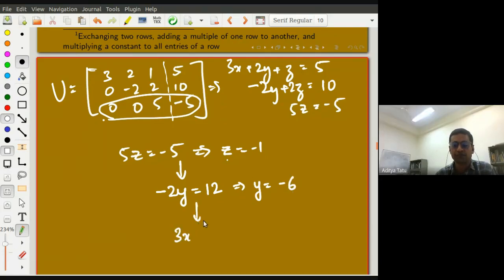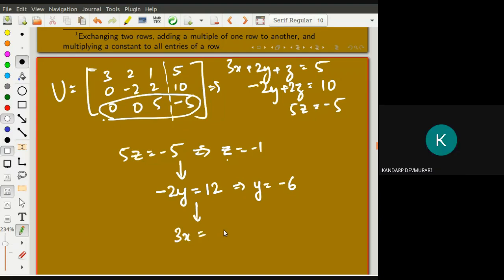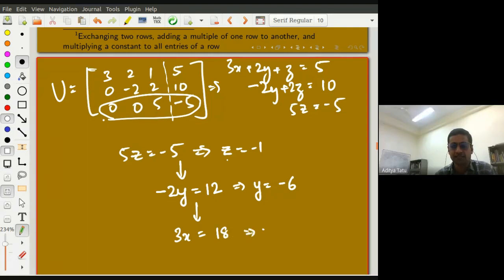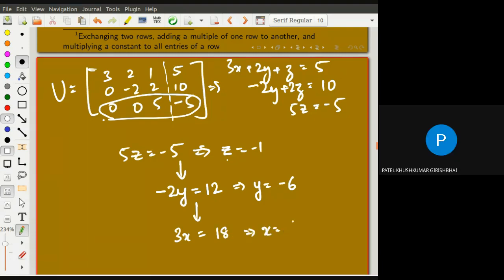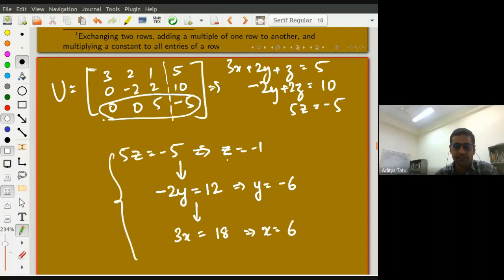Substitute both of them in the first row. So what is the equation? 3x equals 18. Okay. So what is x? 6. This process is what is called back substitution.